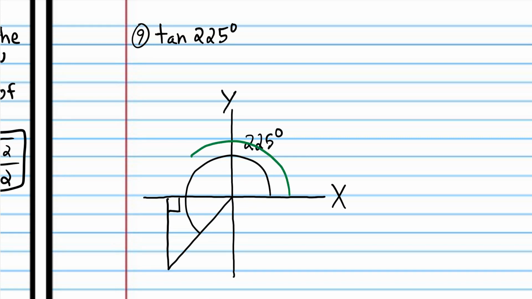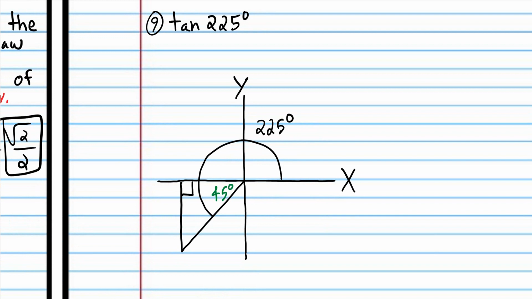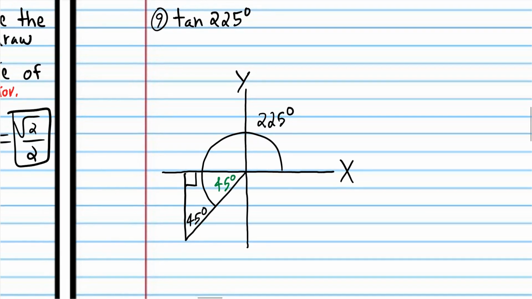So if you rotate 180 degrees, that's a half rotation by definition. And if you want to go to 225 past that, how many more degrees do you go past the x-axis to get to the terminal side? Well, you have to go 45 more degrees, because 180 plus 45 is 225. So we have the reference angle, we have a triangle, we have the angle in standard position, and if that angle is 45 degrees, then by the triangle sum theorem, this angle must be 45 degrees also.